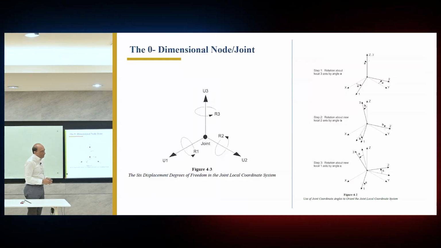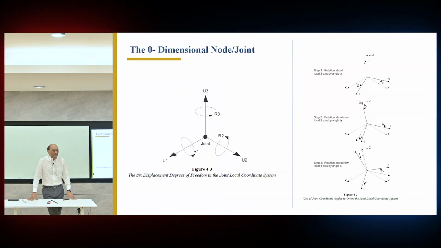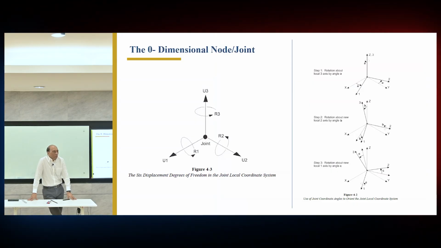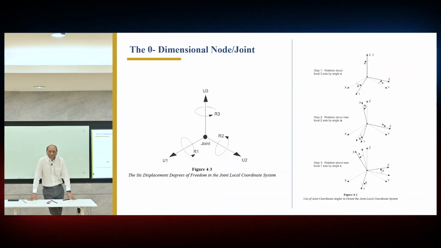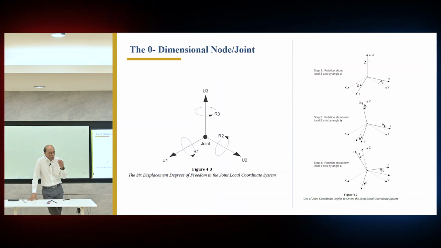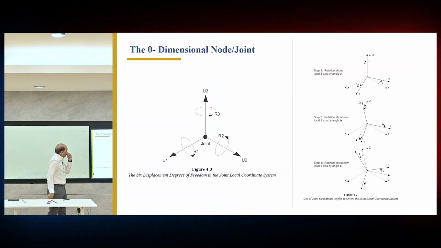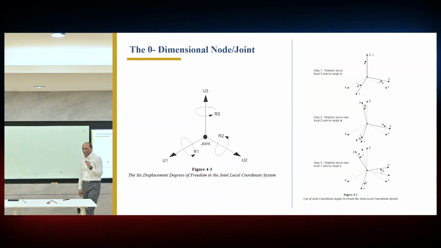The first thing is we start with zero-dimensional element. You will say, what is a zero-dimensional element? Zero-dimensional means that it has no dimension. It's a virtual element. It does not really exist, but we create a kind of a notion that there is something called a node. And node is defined by the coordinates and the degrees of freedom.